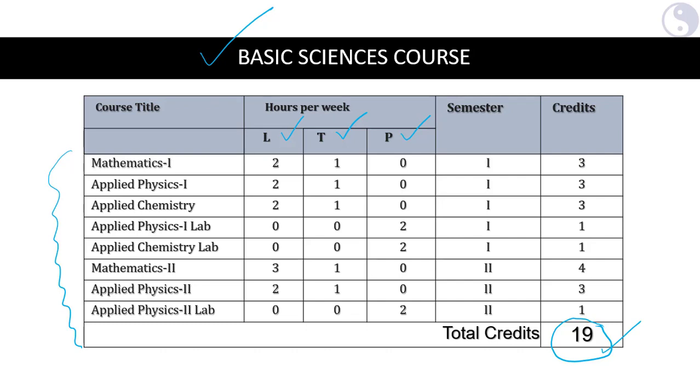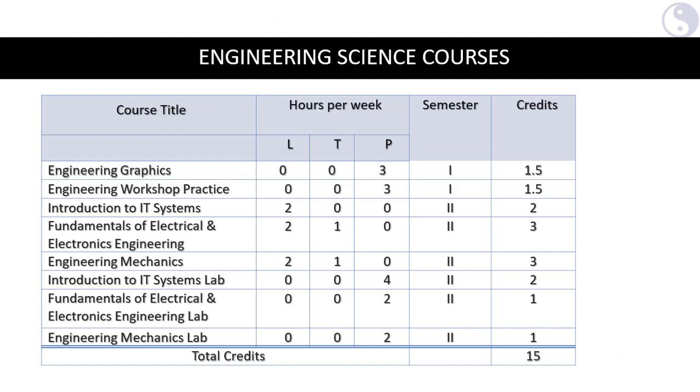Similarly, there is another component, that is the engineering science courses. Courses like this are generally taken from other branches or other programs, and these courses do not come under the core courses of the program. The total credit for this is 15. All these are only some sample examples. The exact curriculum structure may be different.